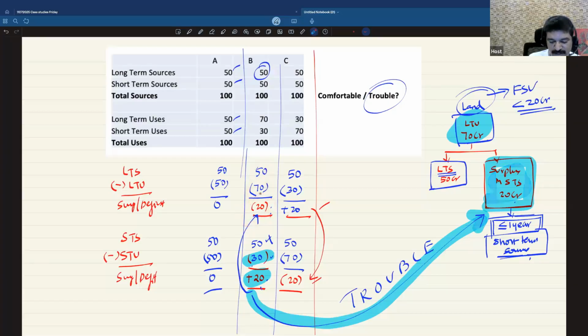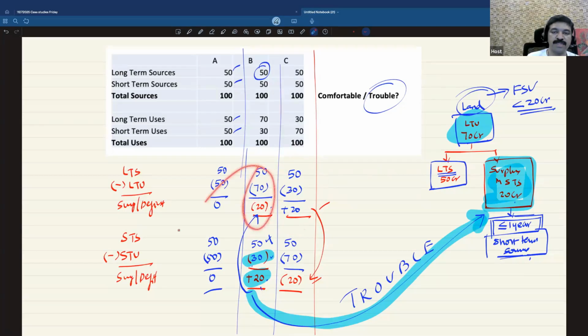If there is a deficit on the long-term front, then it is a trouble. Why? Because who funded this deficit? In long term, you are not supposed to have a deficit. Good companies, professionally managed companies, will have only surplus.